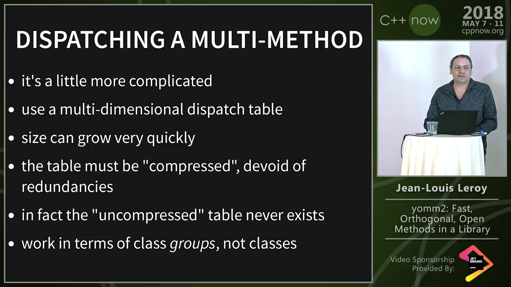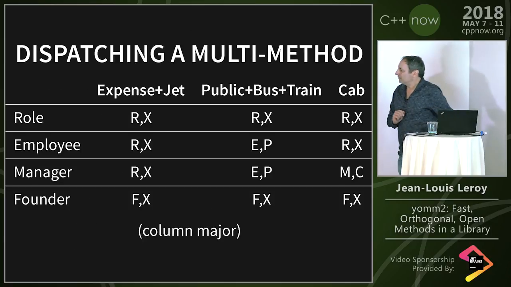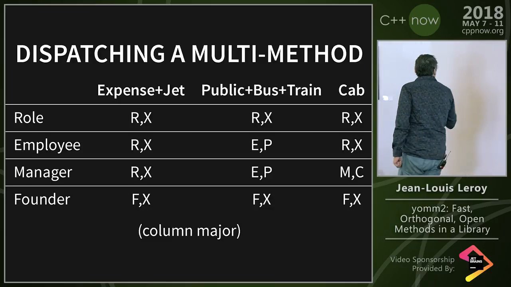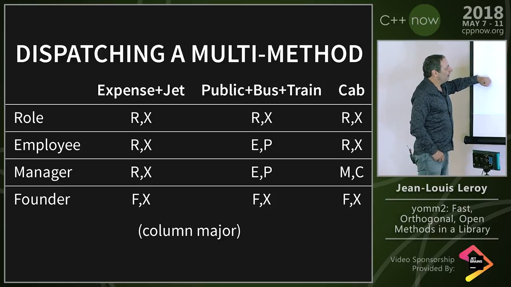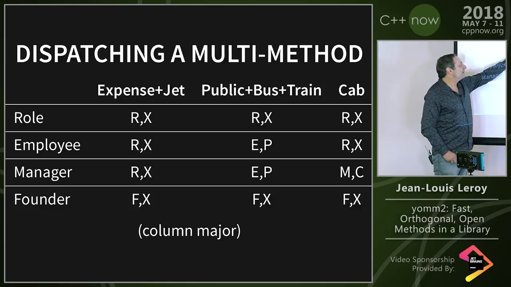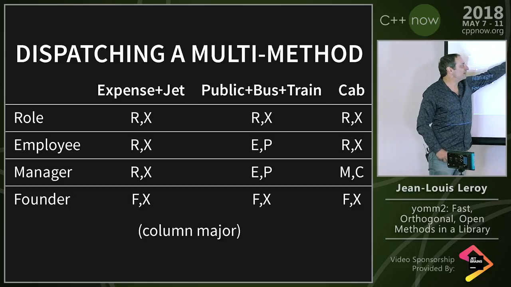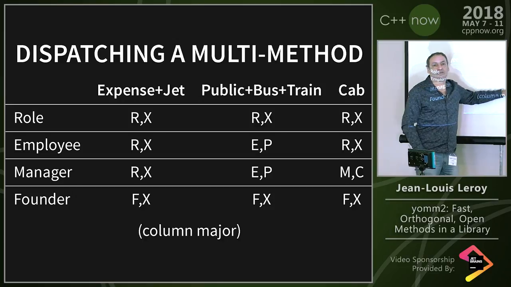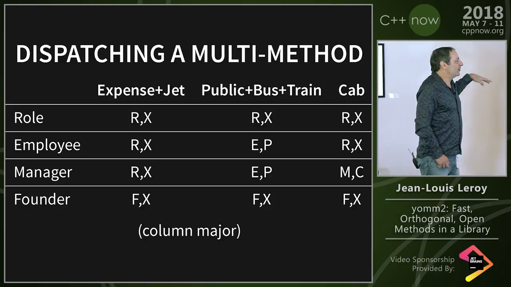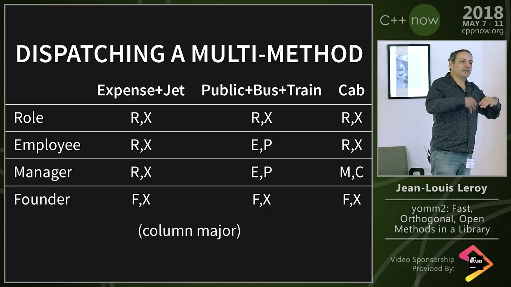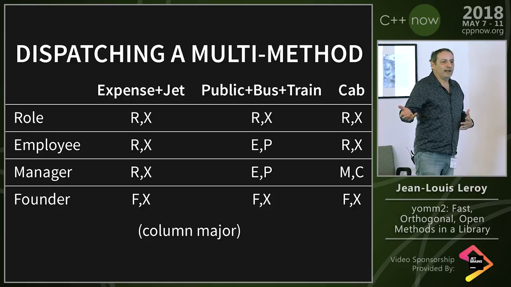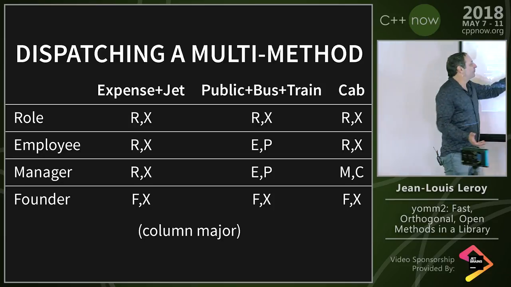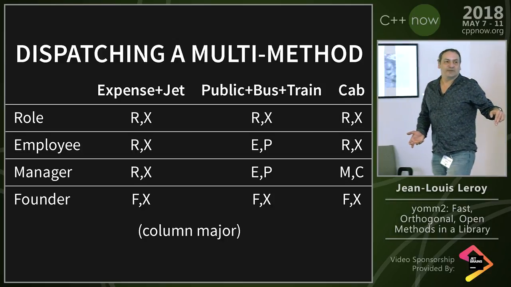And it means that they are built in terms not of classes, but of groups. And it's easier to see on this slide. So remember my approve example? We indeed have one row per role subclass, but we can use the same column for expense, the abstract expense class, and private jet. Same thing for public, bus, and train. They can all use the same column. And it makes sense, because if you remember the set of overloads that I presented, if you are a lowly employee and the expense is public, then approve yes. I never specialize on bus and train, right? So that is the reason why those three classes, public, bus, and train, can all share the same column. Okay.